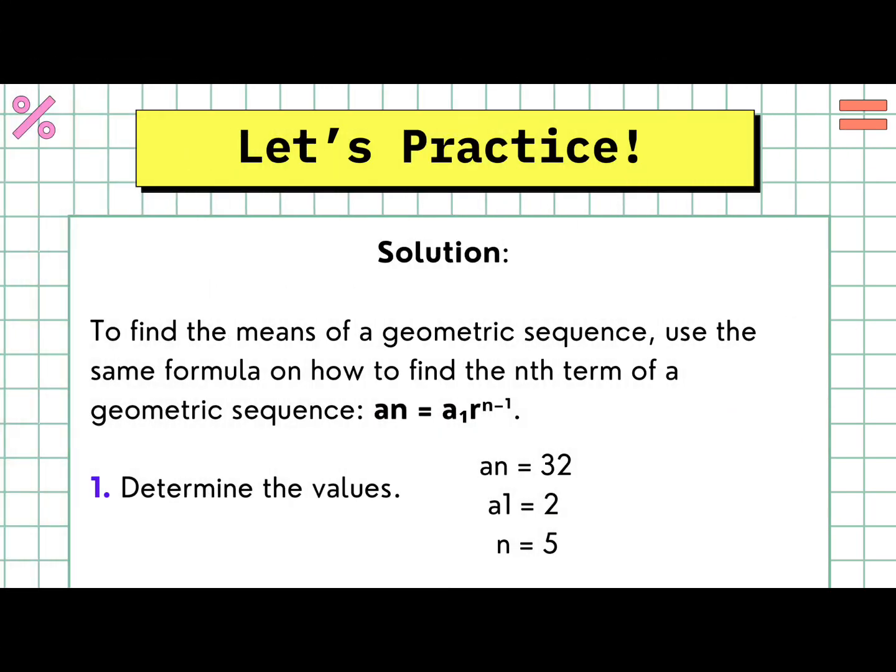To find the geometric means of a given sequence, we use the formula a sub n is equal to a sub 1 r raised to the power of n minus 1 to find the common ratio of the sequence. Let us first identify the corresponding values to the variables in the formula, where a sub n is equal to 32, a sub 1 is equal to 2, and n is equal to 5. If you are wondering why n is equal to 5, it is because two terms are already given and we have to find the three terms in between these two terms.